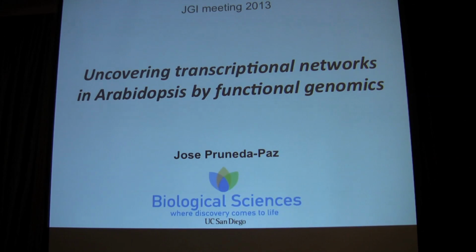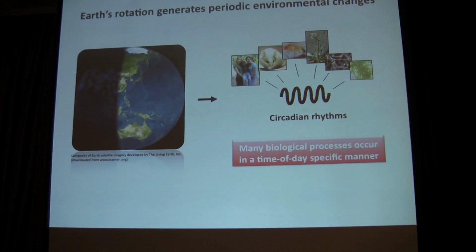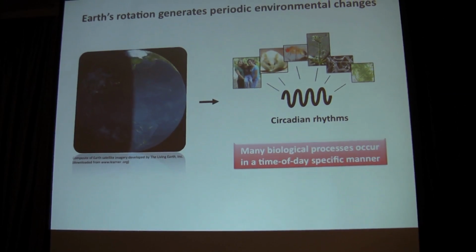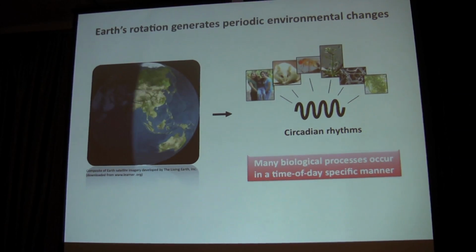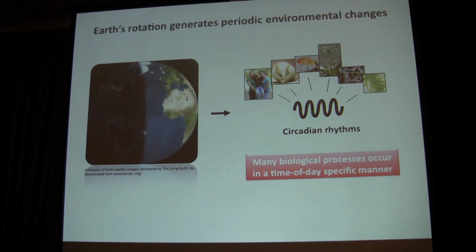So to give you a little bit of background, as you probably know, we live on a planet that rotates on its own axis. And this, of course, generates periodic environmental changes. The most obvious ones are light-dark cycles or temperature cycles that occur every day. And probably for this reason, most organisms that live on the planet have evolved to perform many biological functions in a time of the day specific manner.